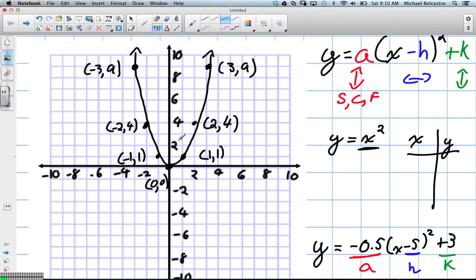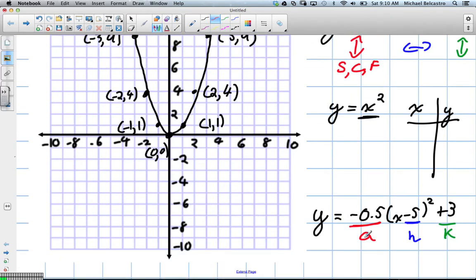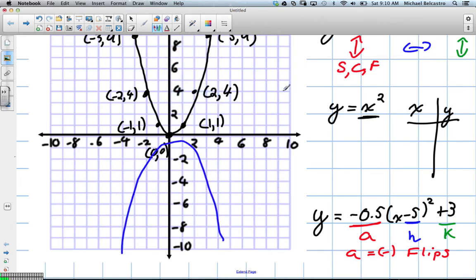So we're going to go through a lot. Remember I talked about a being compressions or stretches, or flips. First of all, when a is a negative number, it flips. The entire parabola is going to be facing the other way when I say it flips. It's going to go like this. Also, we have to figure out the value of a.